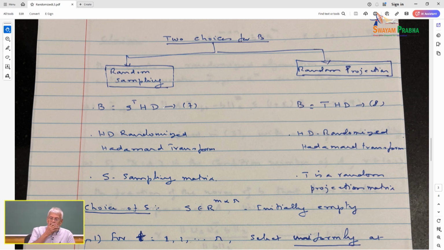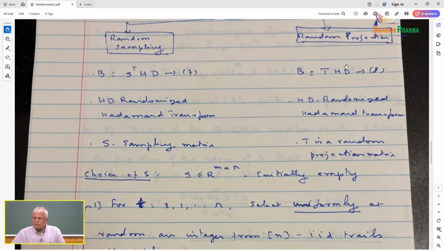S is a new matrix. S is called the sampling matrix. HD is called the randomized Hadamard transform. So, we are combining the randomized Hadamard transform and the random sampling methodology. Now, random sampling earlier depended on importance sampling, but if I multiply a vector by HD, the energy is distributed across and spreads out. If it spreads out, there is no need for importance sampling. So, sampling could as well be uniform sampling.